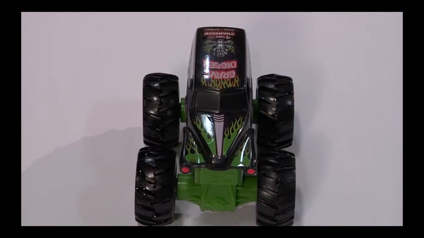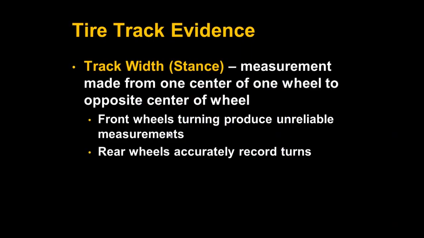Track width, or stance, is the measurement made from the center of one wheel to the center of the opposite wheel. One thing you have to keep in mind with this measurement is that front track width and rear track width will usually be different. In a front-wheel drive car, the front wheels provide inaccurate measurements when they turn, so you'll want to rely on the rear track width, meaning the rear wheel dimensions.